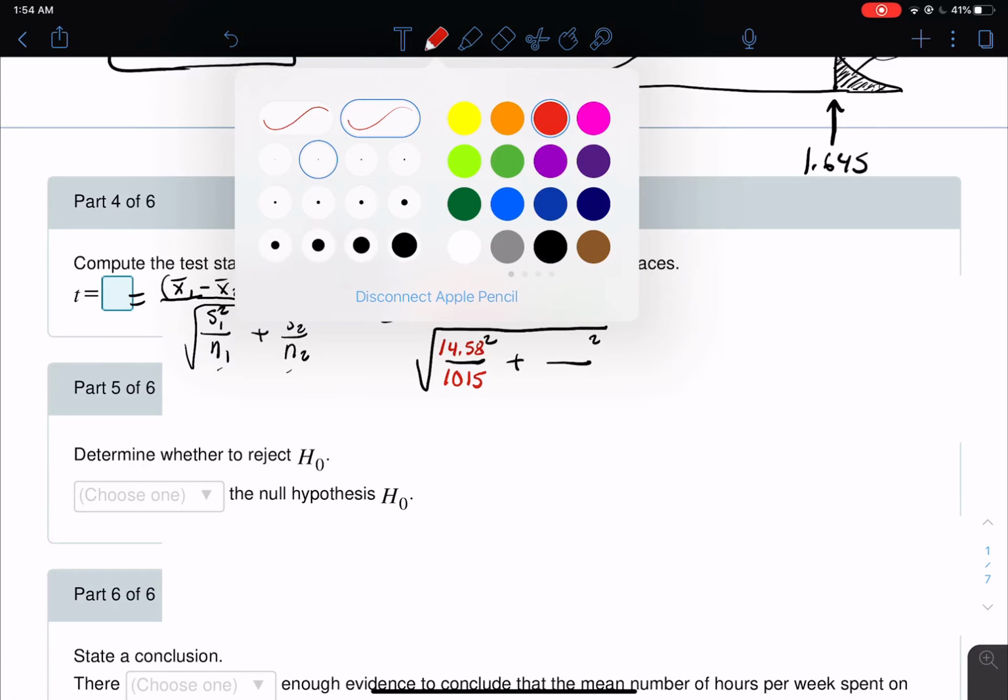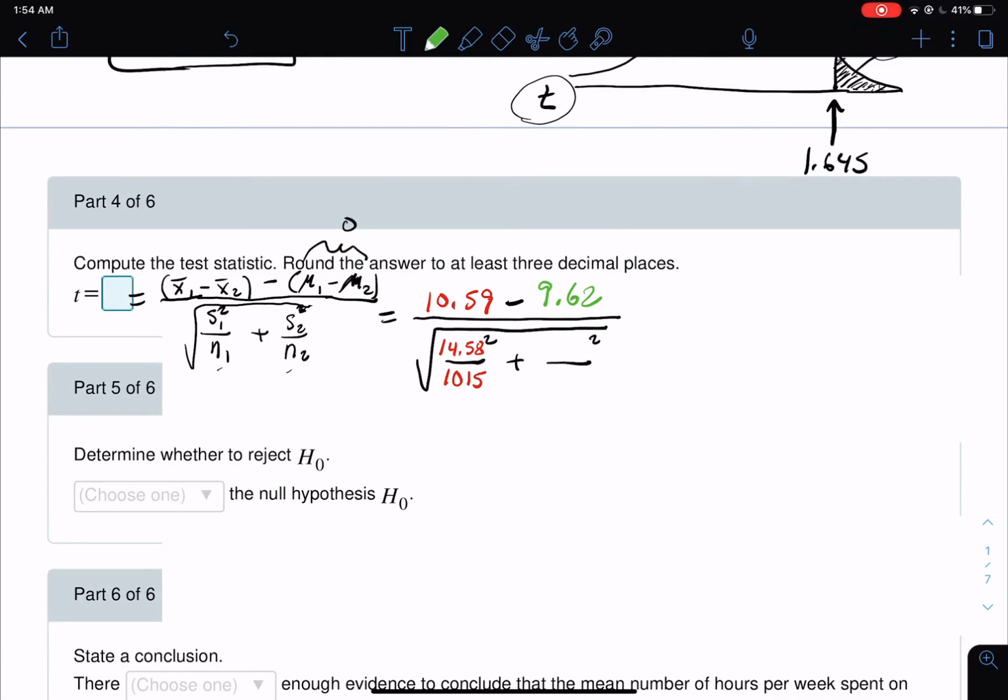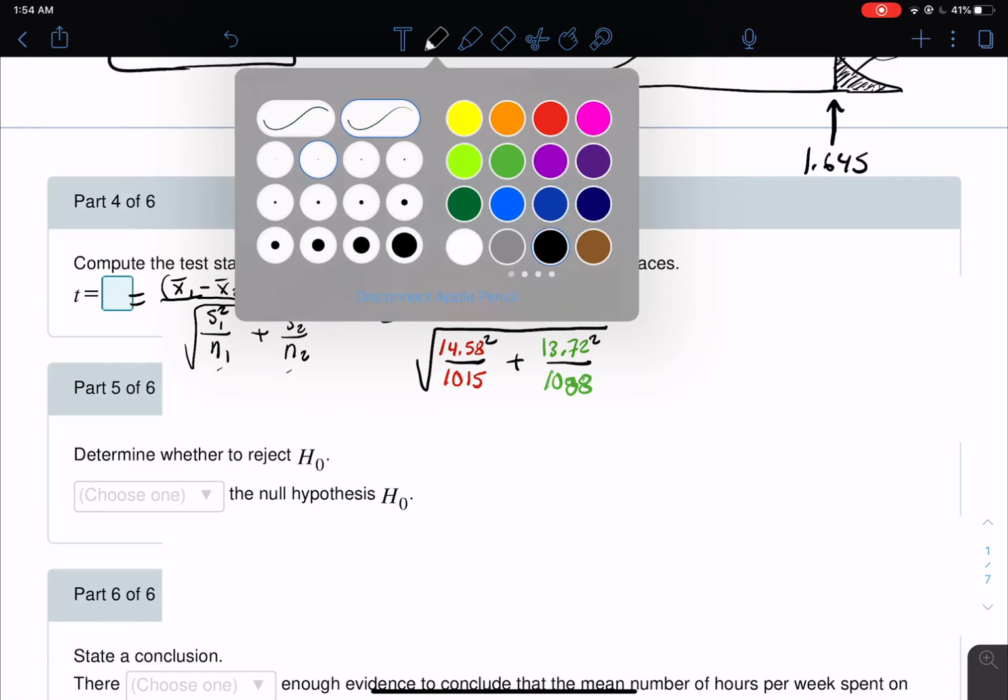Then we take a look at our second sample, and the sample standard deviation from that is 13.72, and that gets squared. The sample size from that second sample is 1088. Okay.